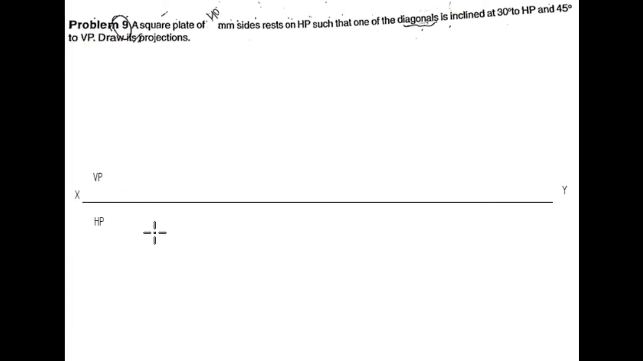How we have to place it? It should be a corner resting. Why it is corner resting? I have explained it earlier. Right. So, now what I do? I will take a reference line. Any length. Okay. And a square lamina of 40 mm side, right?